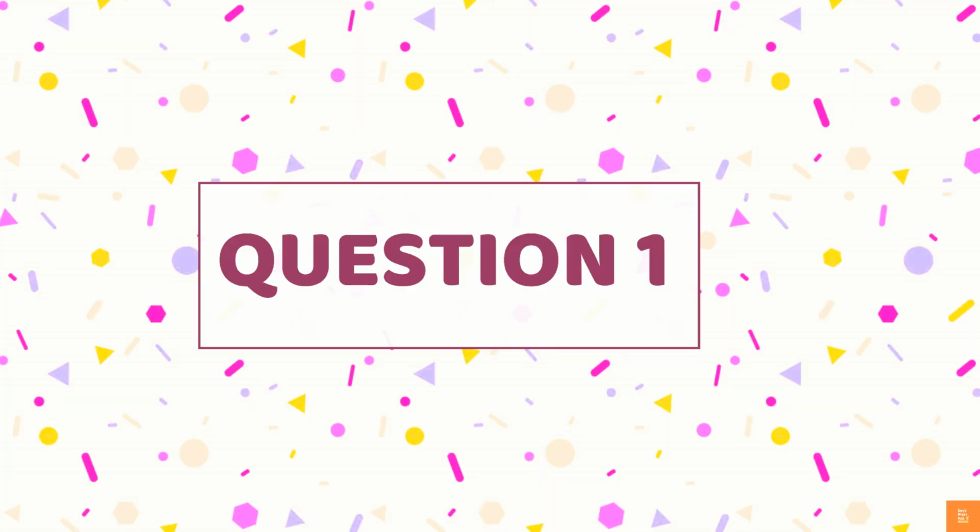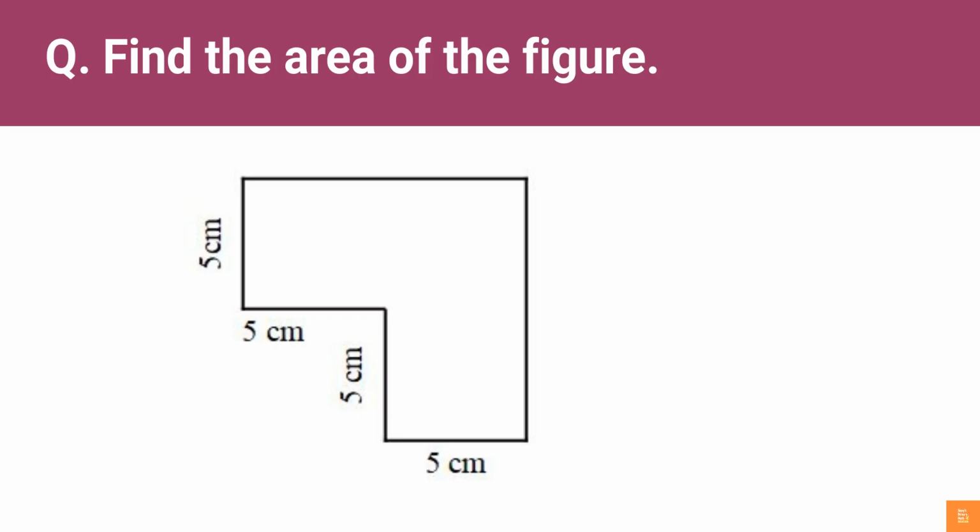Problem solving is a structured mental activity. This involves various steps. I have brought some typical word problems on perimeter and area to demonstrate further. I will share the solutions also. Question number 1. Find the area of the figure. Show how you calculated your answer.